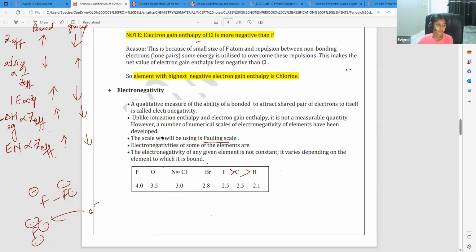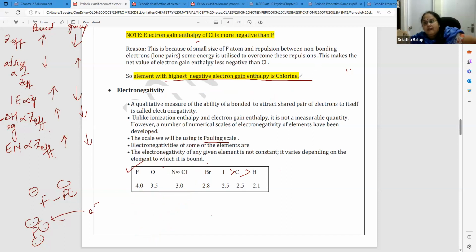Which is the most electronegative element? I've given the values. Fluorine. Yes, it's not chlorine. But which is the element with the highest electron gain enthalpy? Chlorine, not fluorine. This is something that you have to register. It's a very, very important distinction.